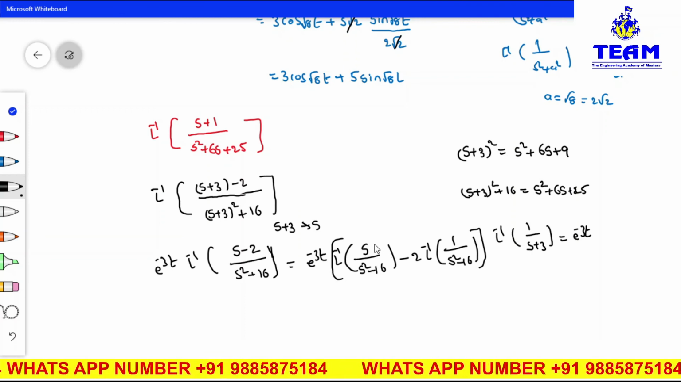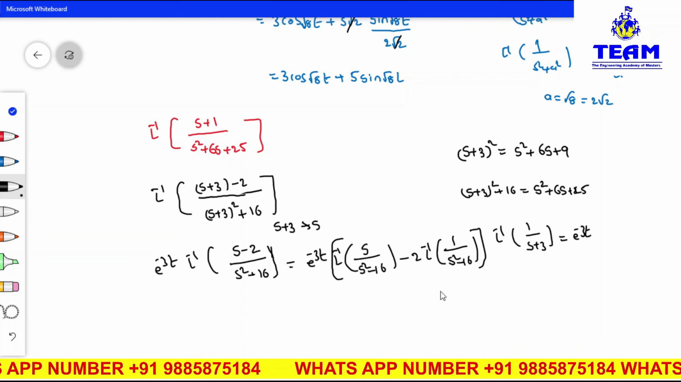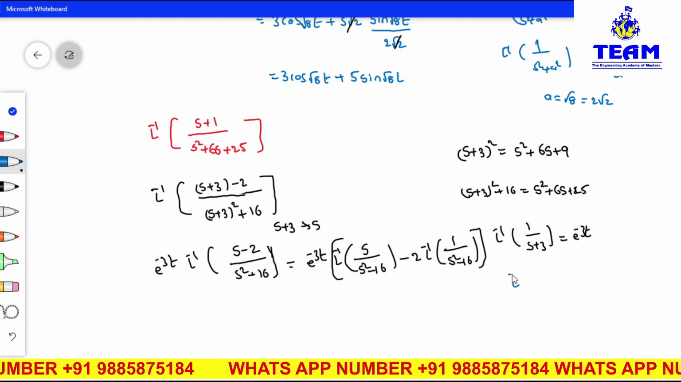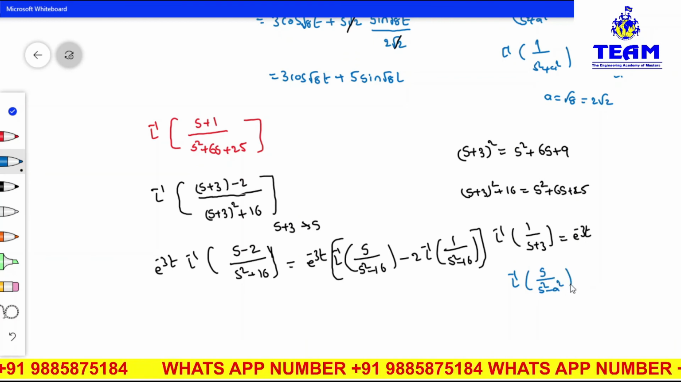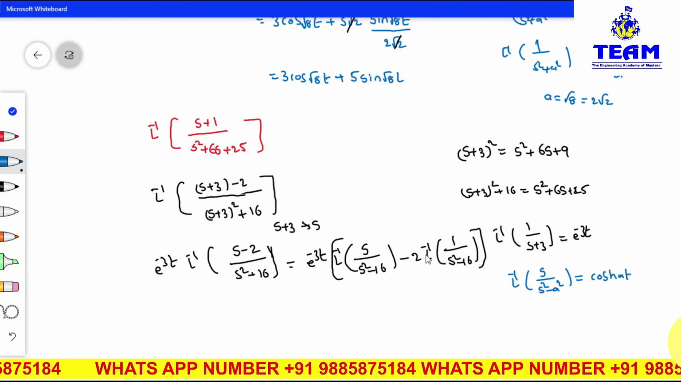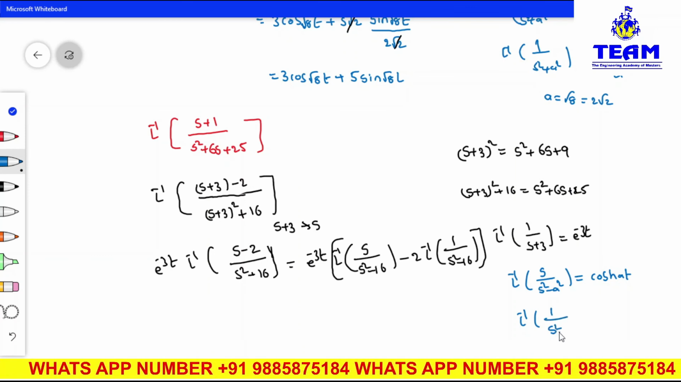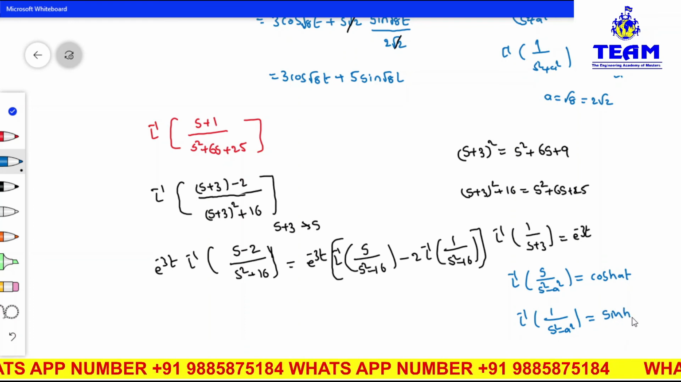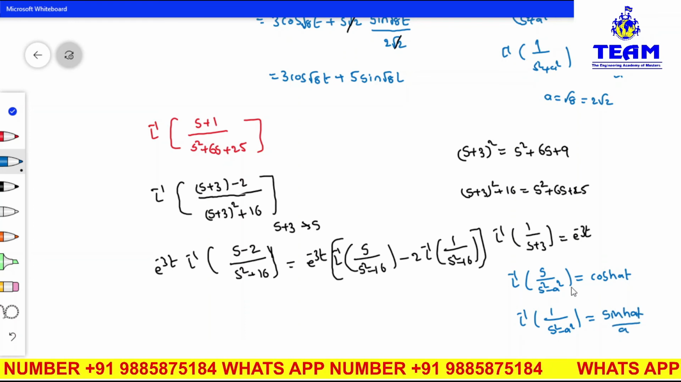Then friends, observe s by s square plus 16. It is nothing but a formula. Which formula? The s square minus a square formula. Whenever you have L inverse of s by s square minus a square, we can write it as cosh at. Next term: the constant, 1 by s square minus a square form, is sinh at by a. Friends, you remember, if the denominator is positive, hyperbolic won't come.